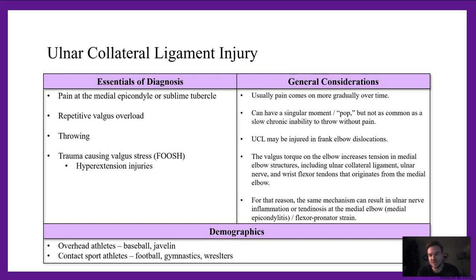Considerations here is pain usually comes on more gradually over time. You can have a singular moment or a pop, but it's not as common as the slow chronic buildup and inability to throw without pain. Usually a lot of these individuals, we'll talk a lot about throwers with UCL injuries because that's where it occurs the most, and especially in baseball. What you'll hear most of these guys say is they've lost command or they lost velocity on their pitches, and then they start having elbow pain.